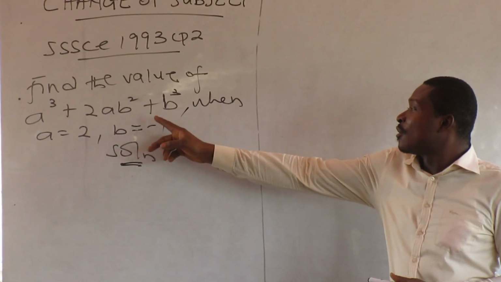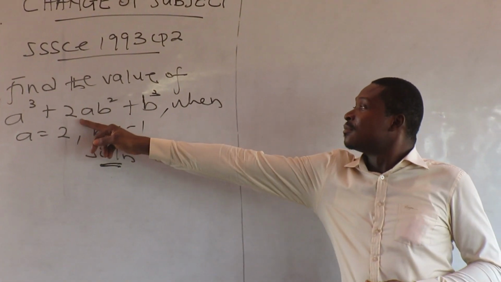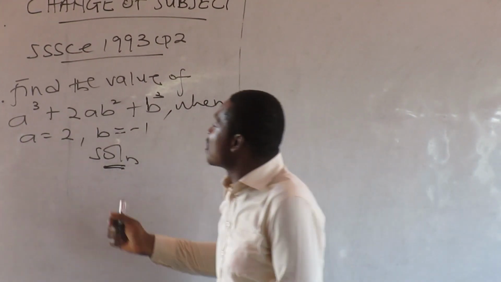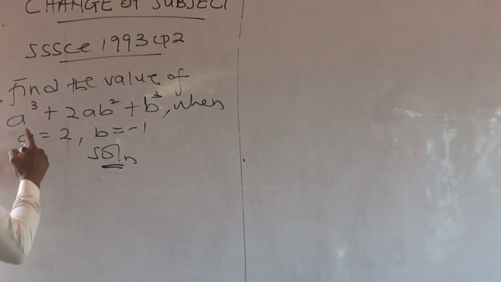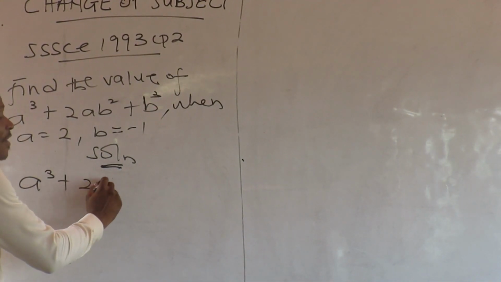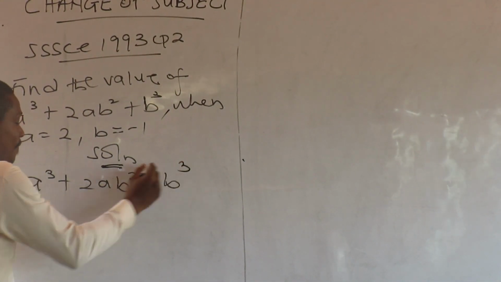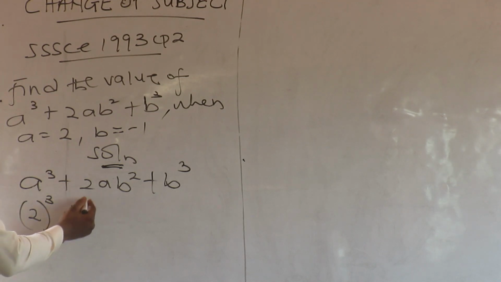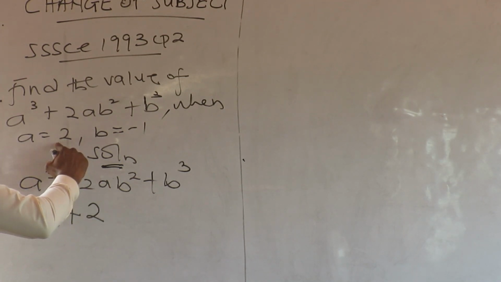Find the value of everything you see here when A is 2, B is minus 1. Get it straight away, right? So let's go. You just have to substitute. When A is 2, whenever you see A, you put what? And you put the power there. Whenever you see A, you put 2.